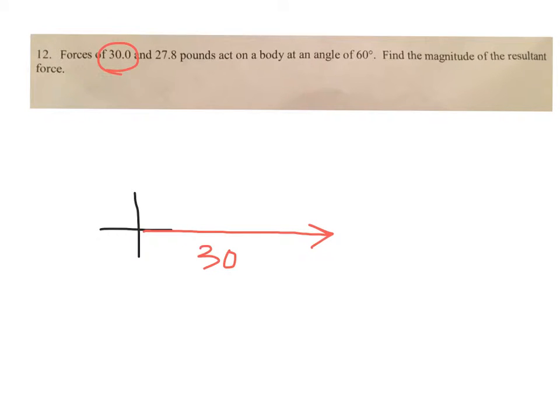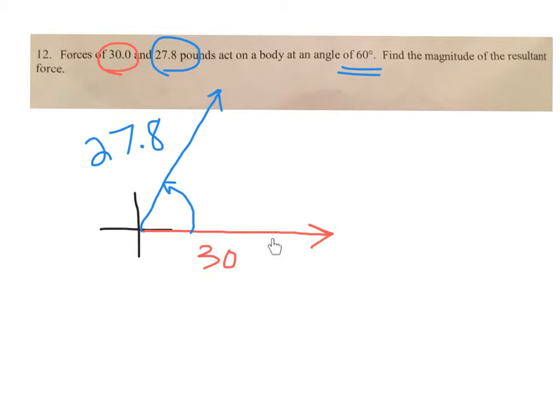And then we'll make this other one the 27.8-pound force, and it has to act at 60 degrees. So we'll come up from there 60 degrees, and there we go, 27.8. Okay, now in order for your brain and your eyeballs to match up, you should draw these things so that they're basically the same. So 30 is this length, and 27 is a little bit shorter than that. So that looks pretty good as far as visuals go, just so that your eyeballs believe your math.